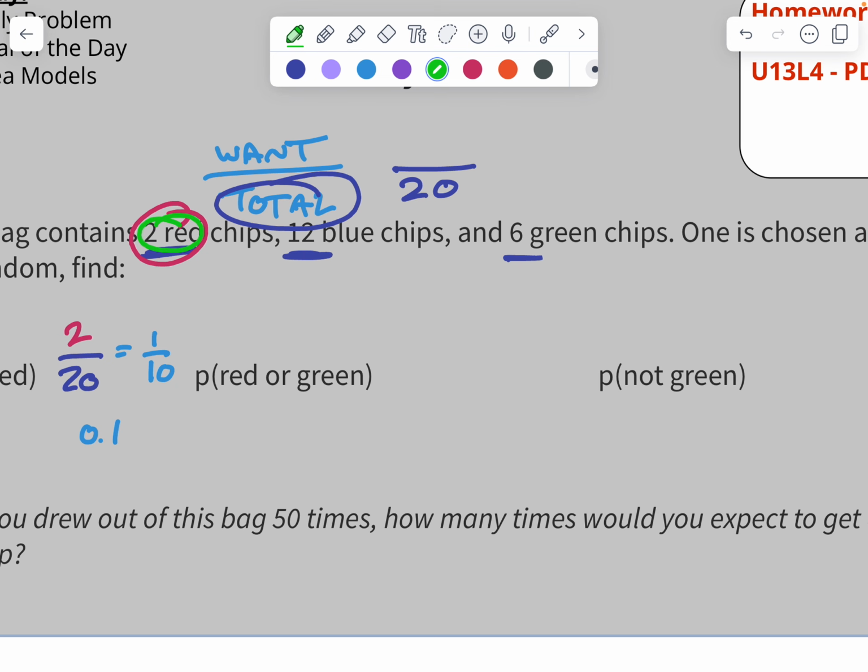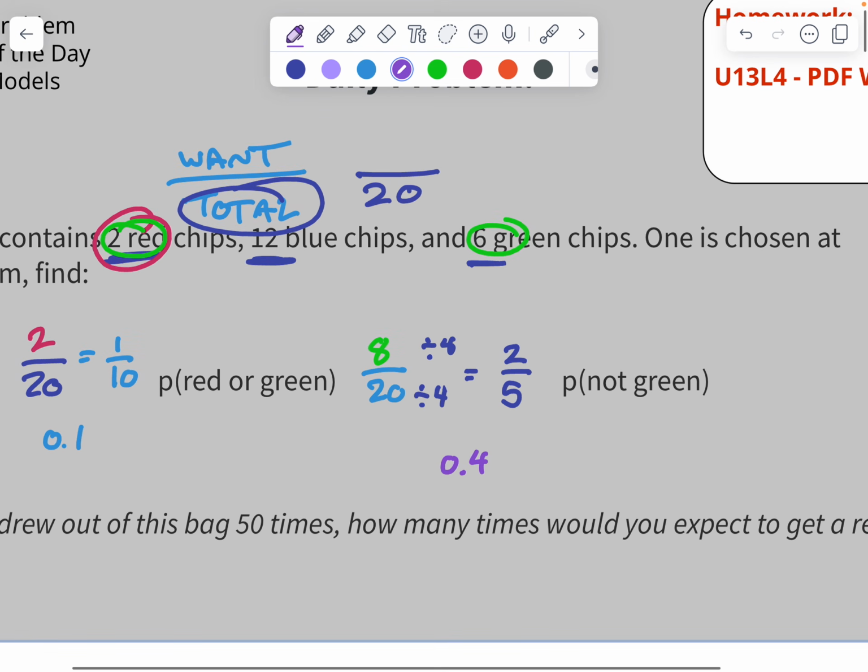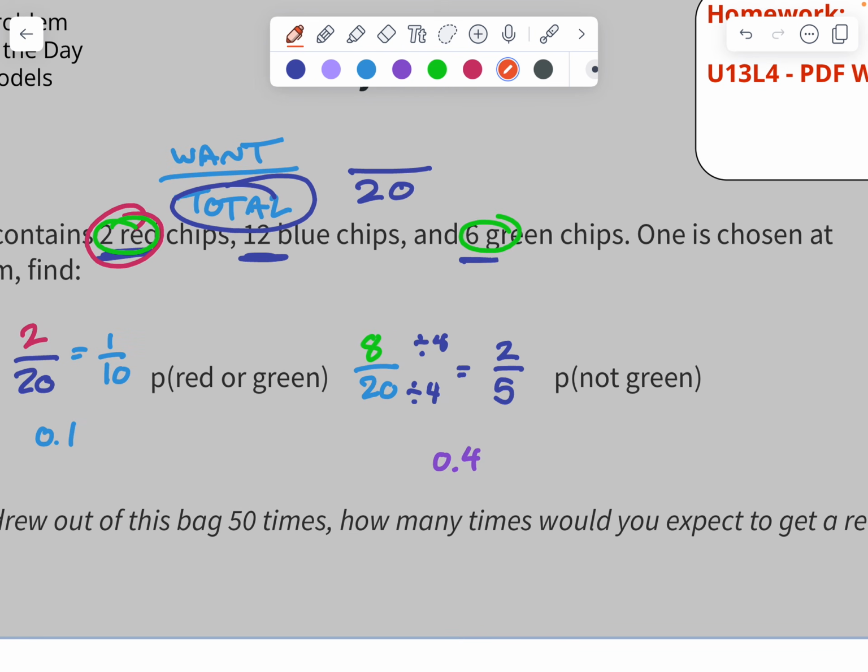Next one, if you got a red or a green, either of those would allow you a win. Well, now there are 8 ways to win because I'm adding those green chips as a viable option out of the 20 total. Both of these are divisible by 4. I would have 2 on the top, 5 on the bottom, a 2/5 chance of winning, which would be 0.4 or 40%. And then the last question here, you can get anything as long as it's not green. You don't want a green chip, so it really means red or blue. There'd be 14 different non-green chips out of 20, which is the same as 7/10 or 0.7 in a calculator.